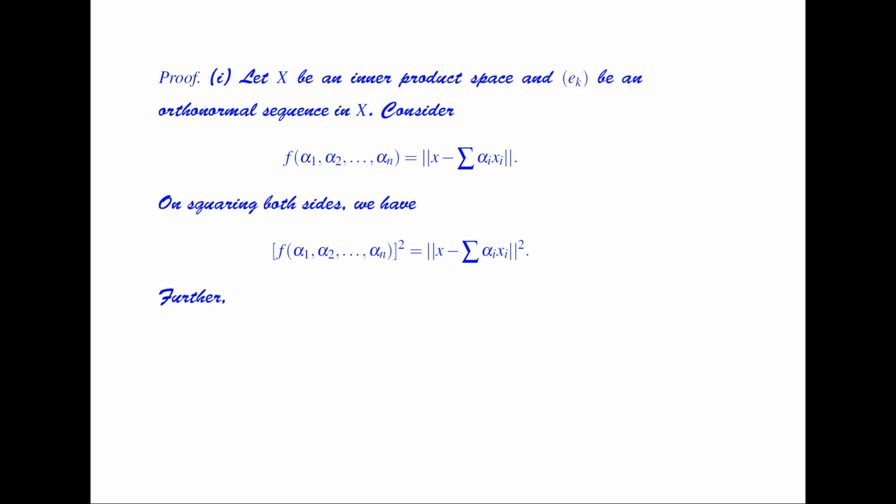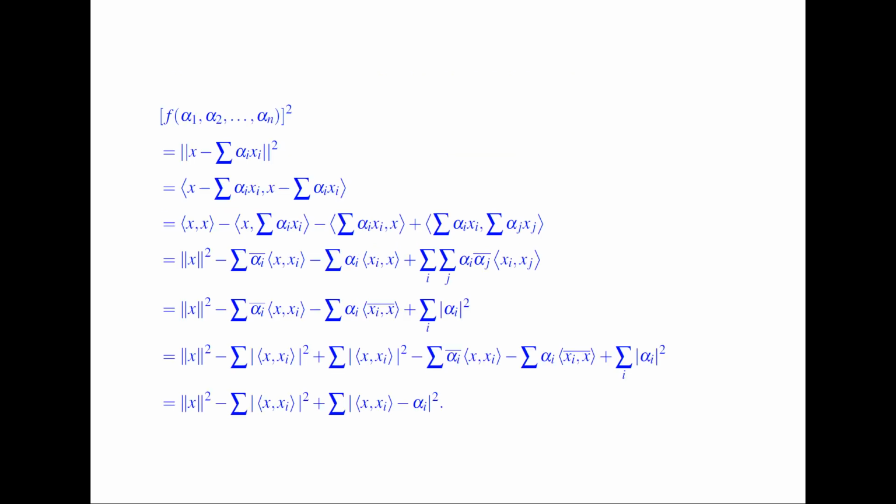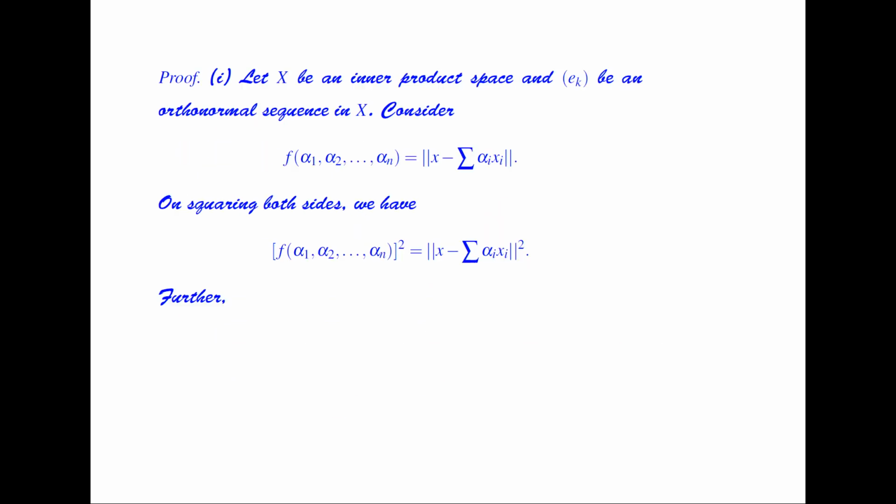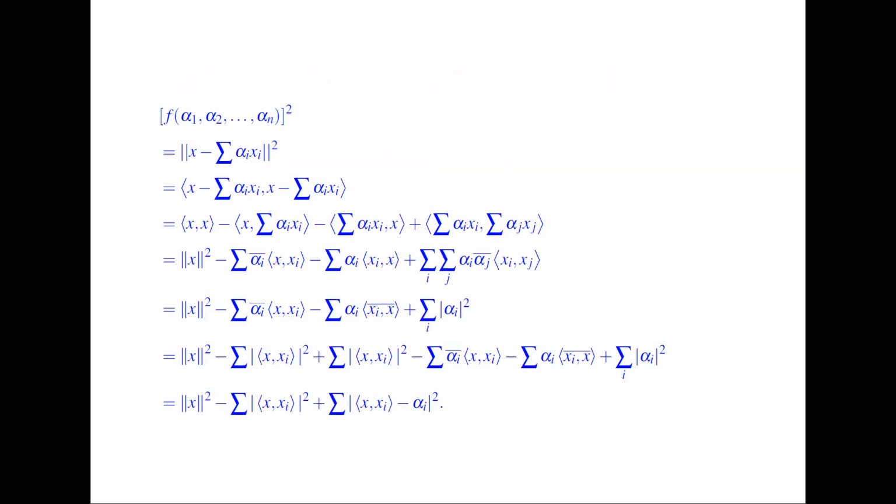So let X be an inner product space and e_k be an orthonormal sequence in X. Consider f of alpha 1, alpha 2, and so on, alpha n, which is equal to the norm of x minus the summation of alpha i xi. On squaring both sides, we have this part. Further, we can break this condition out to get further results. The square of this is equal to the norm of x minus the summation of alpha i xi, squared.